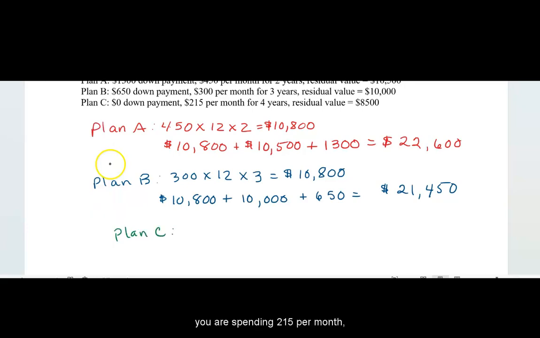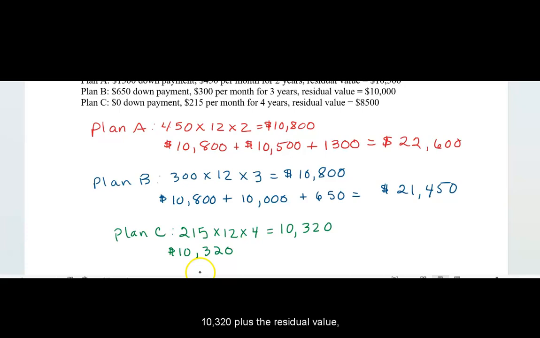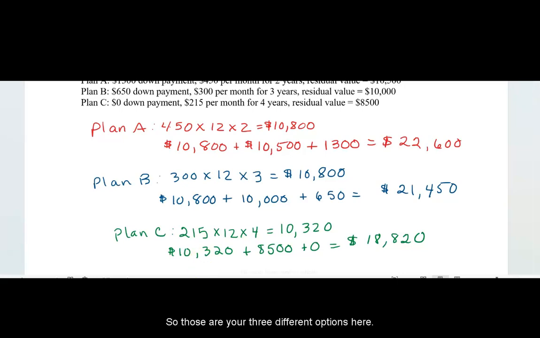Now plan C. You are spending $215 per month, but it's for 4 years. So this one's the longest of the leases, but smaller amounts. That comes to $10,320. Okay, so we're going to take that $10,320 plus the residual value, which is $8,500. And then, oh, look at that, you put 0 down. So plus 0. That comes out to be $18,820. So those are your 3 different options here.